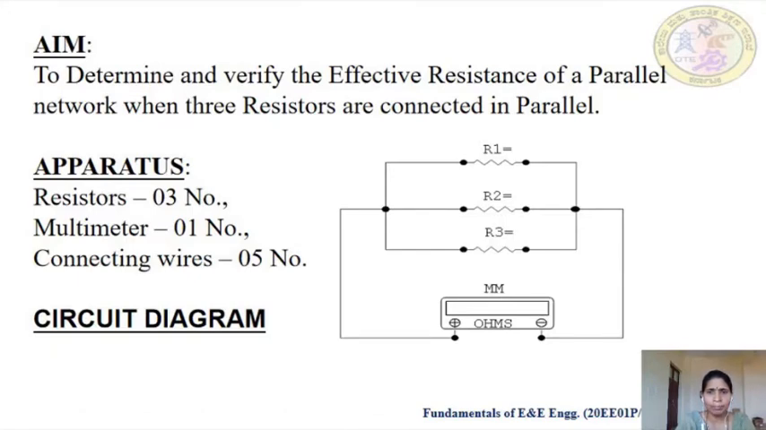Circuit diagram: the resistors R1, R2, R3, one end is connected to a common point, that is a starting end. The other ends of the resistors R1, R2, R3, as a finishing end, are connected across the multimeter.